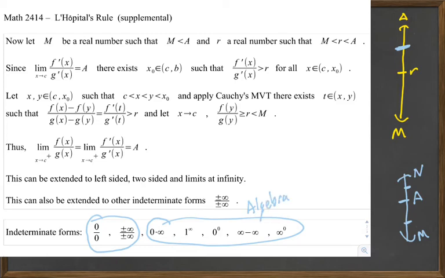And you're going to use algebra to rewrite as a 0 over 0 or a plus and minus infinity over plus and minus infinity. Okay, and we'll do some examples. Probably in this video they'll be fairly basic. They'll be the 0 over 0 or the infinity over infinity types. So let's go ahead and run through a couple examples.